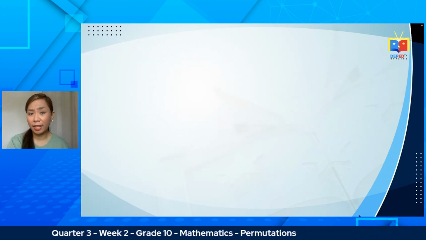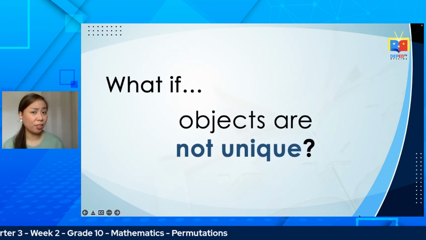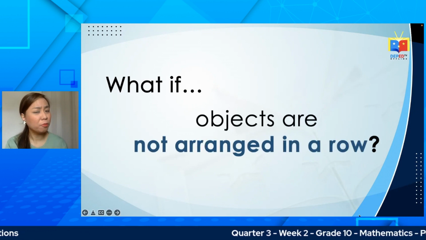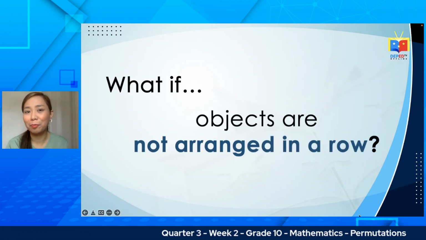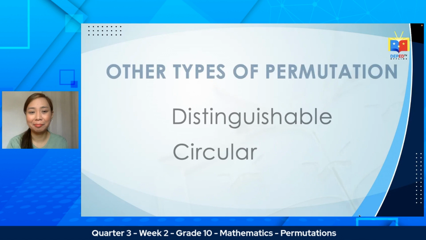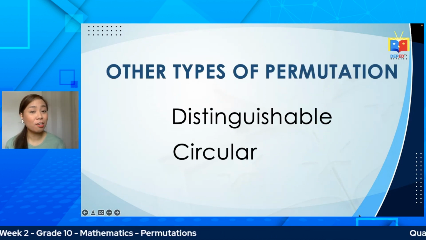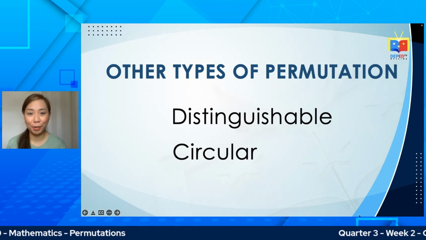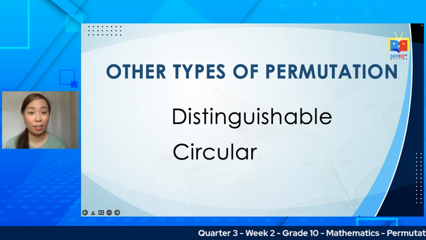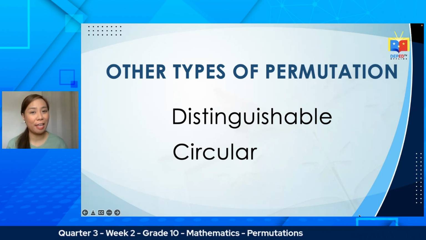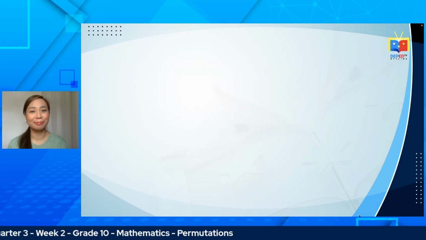Now, what if objects are not unique? Or what if objects are not arranged in a row? There are other types of permutation, the distinguishable and circular permutation. Yes, there are 2 lessons for this video. So join me and let's learn these other types of permutation.